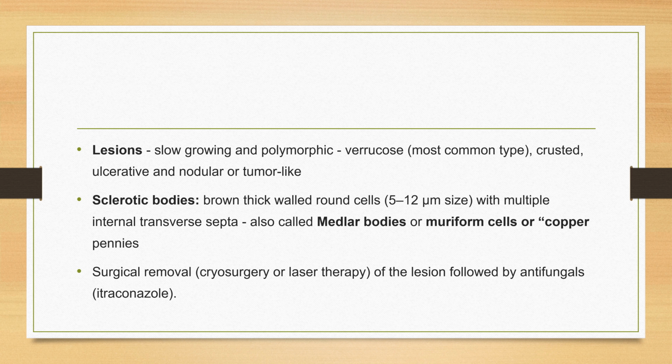It is a brown, thick-walled round cell approximately 5 to 12 micrometers in size with multiple internal transverse septa, which is also called the medlar body or muriform cells or copper penny. So the question can come on the copper penny or muriform or medlar bodies too, and the treatment is the surgical removal, that is cryosurgery or laser therapy of the lesion, followed by an antifungal, that is itraconazole.